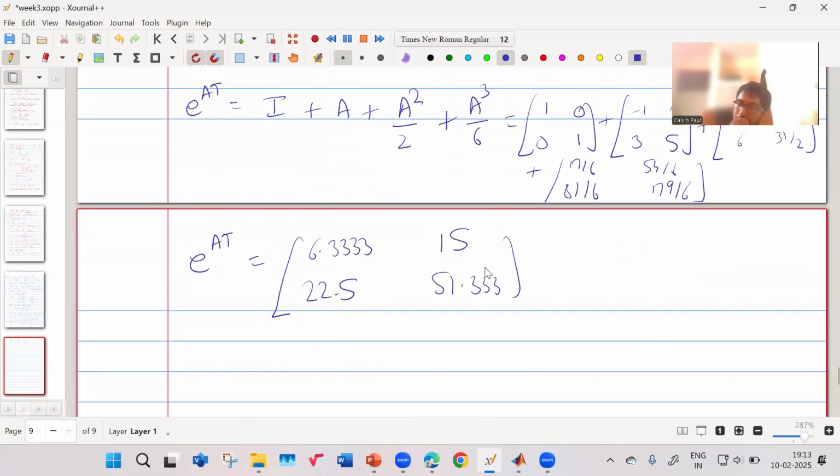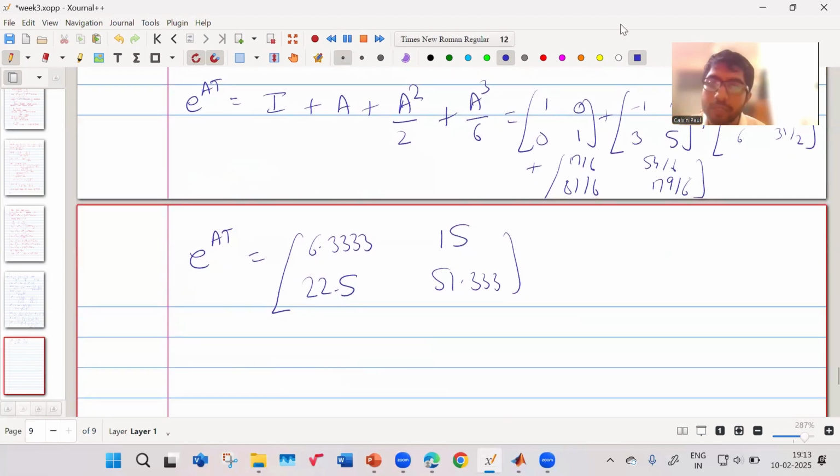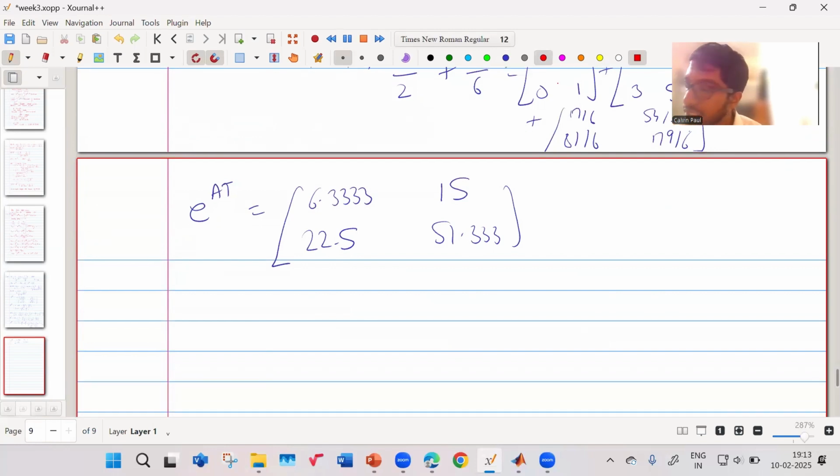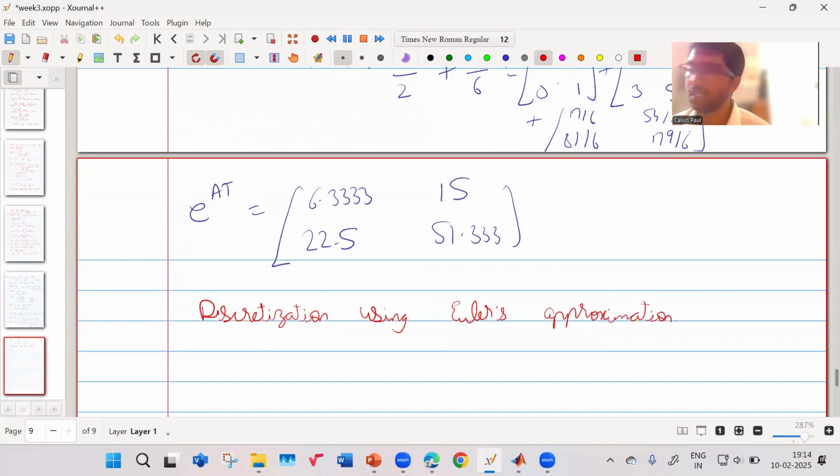Okay, so this is a bit complicated. So now let's go to the next topic. We have to do discretization using Euler's approximation. In the previous case, it was very difficult because we had to find this e to the power At, and that is very hard to calculate analytically. Okay, it is very difficult.